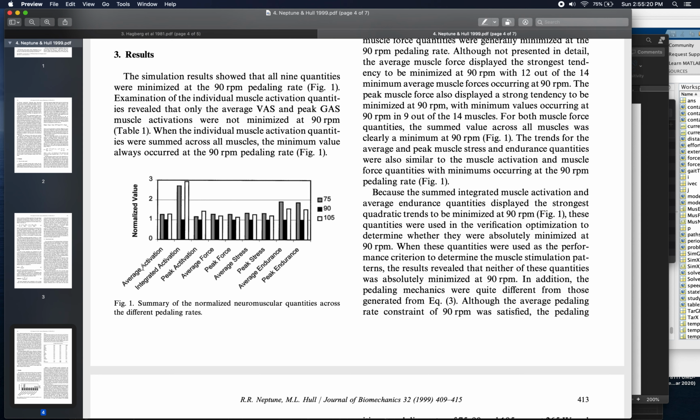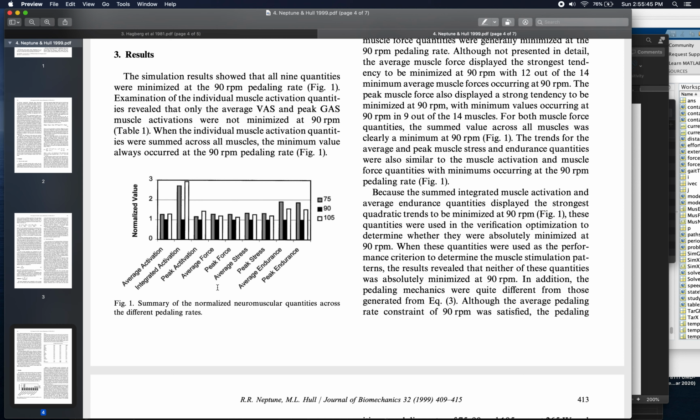These different quantities here: average activation is the average activation level of all the muscles in the simulation. Integrated activation is that same thing, taking those averages, but then also scaling them by time, with the idea that the time of the pedaling cycle is changing here. Peak activation is basically adding up all the peak muscle activations of all the muscles. Same deal here for the muscle forces, the average force they were producing, the peak force they were producing.